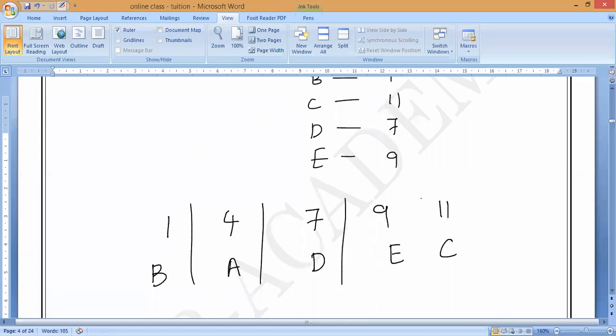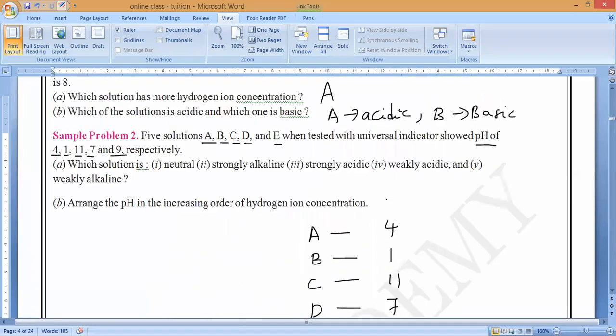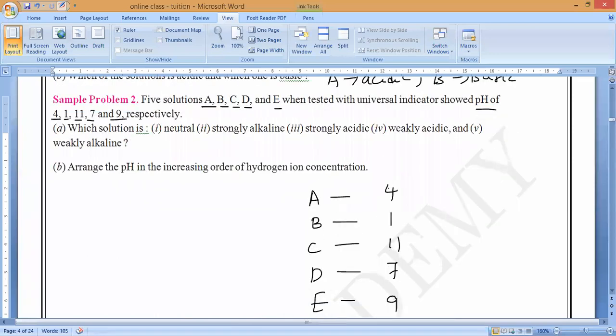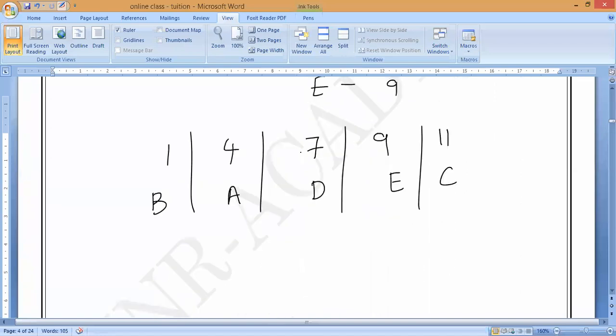Is it yes or no? Yes. Neutral is 7, sir. Strongly alkaline is 7? Wait. Strongly alkaline is 11, and strongly acidic is 1. Neutral means what? D. 7. Seven, sir. D. That is.